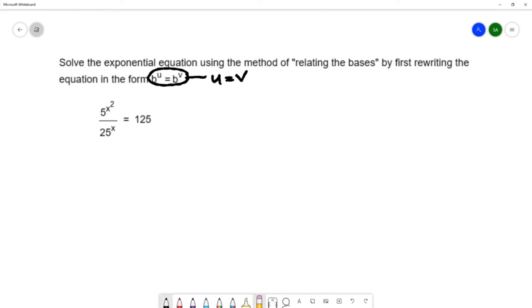So I'm going to rewrite all of the bases with base 5. That would give 5 to the x squared.